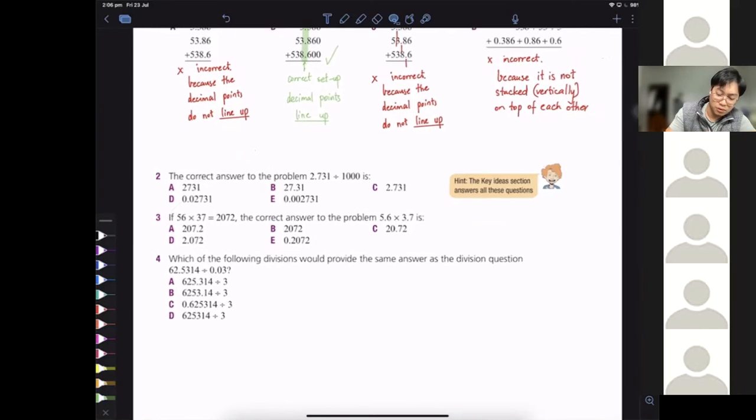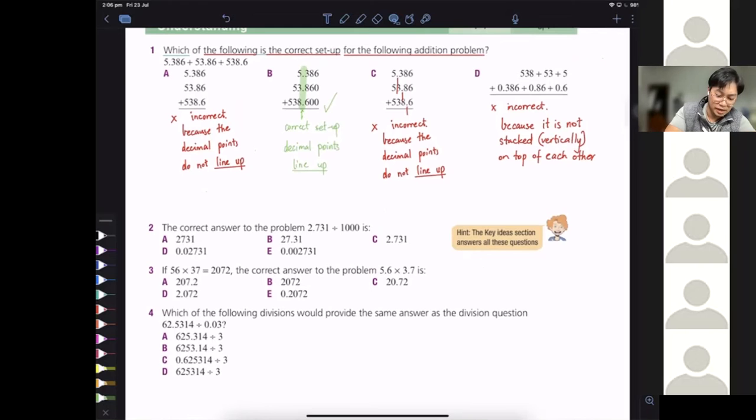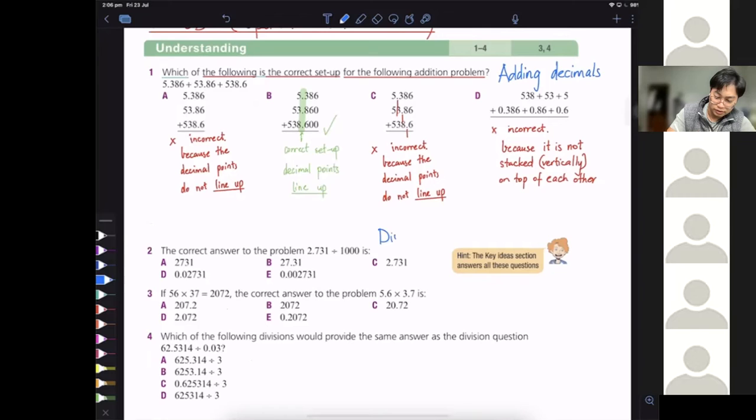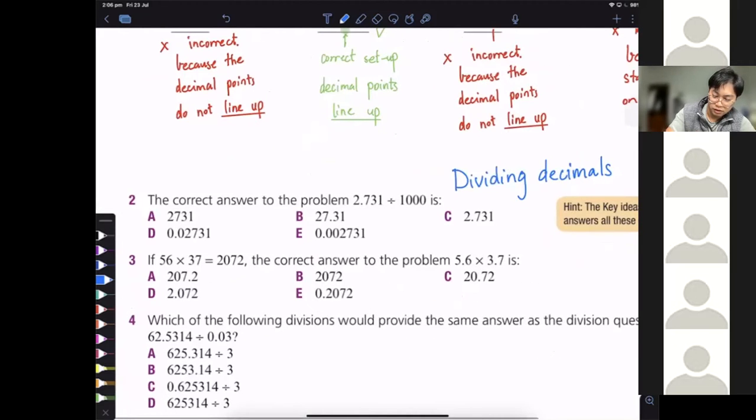Now, the second one here, that was with plus, yeah? That's with adding fractions. So I'll write the little title here. This is all adding fractions. Oh, sorry, not fractions. Adding decimals. Now the next one here is we're dividing decimals. And we've already done something like this before. If we're dividing by 1,000, then which way do we have to move the decimal point? To the left or to the right?